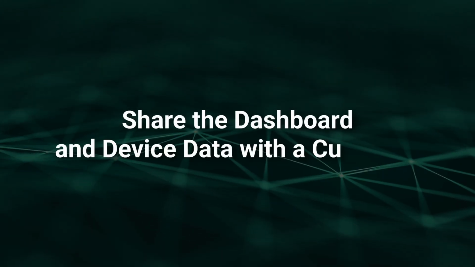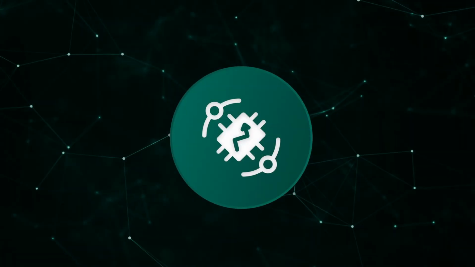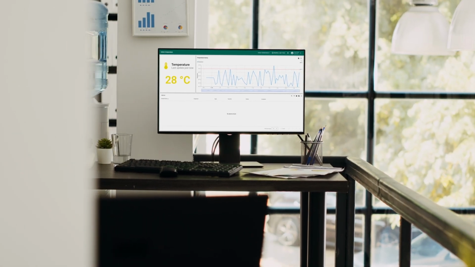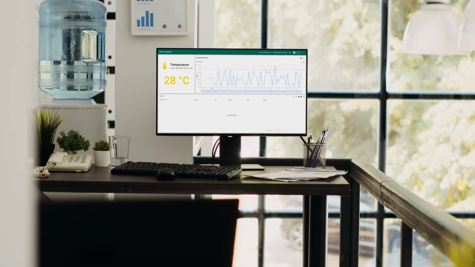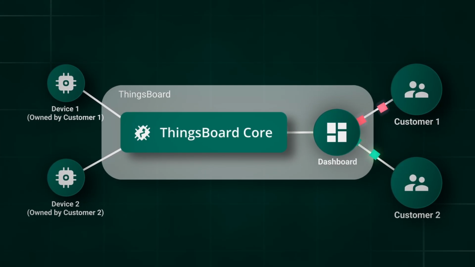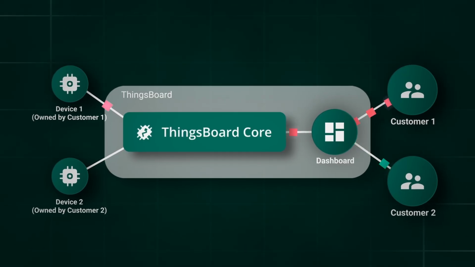Share the dashboard and device data with a customer. One of the key features of ThingsBoard is the ability to share dashboards with customers while maintaining strict access control, ensuring that each customer can only view their own data and cannot access information that belongs to others.